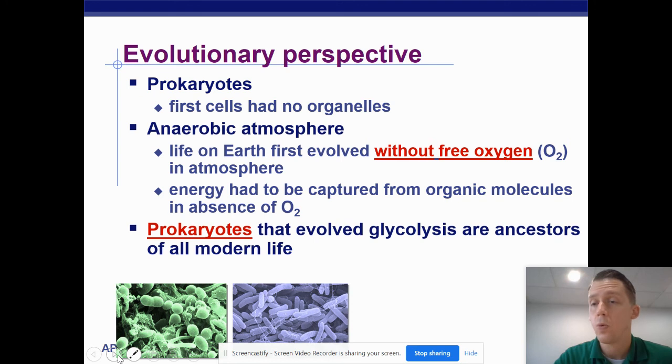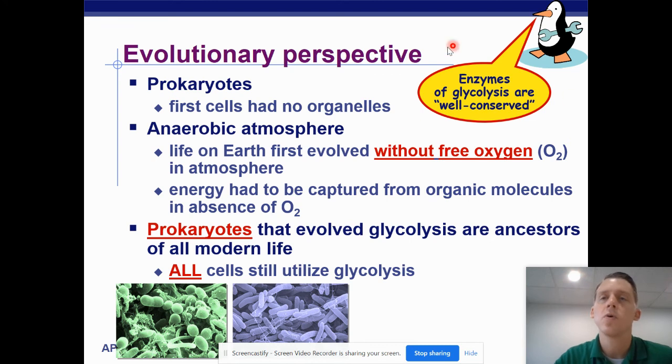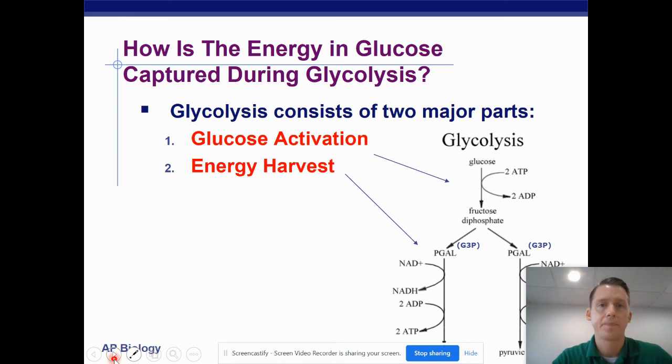So we have this very old pathway that does not require oxygen. It is anaerobic because of evolution. All cells utilize glycolysis. So what the penguin is saying up here is pretty important. The enzymes of glycolysis are well conserved. And so conserved means sort of unchanging. They haven't changed that much because all cells still use them, right? They're very old. They're still being used. So we would expect the glycolysis enzymes today to look very similar to the glycolysis enzymes from before.